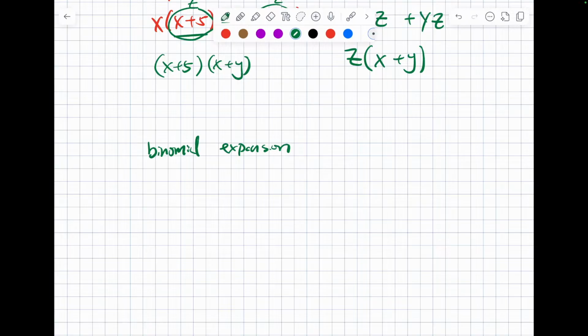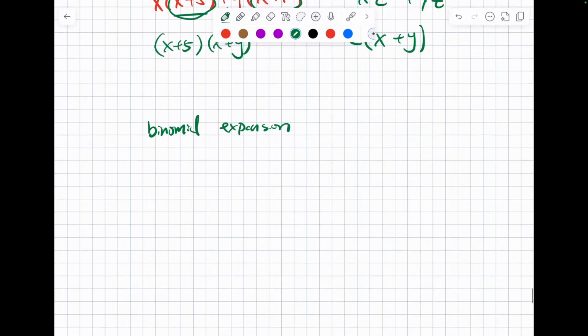Now, for me, I want to talk a little bit more about Pascal's triangle, because Pascal's triangle is actually very, very important. So I'm going to write down Pascal's triangle for you.